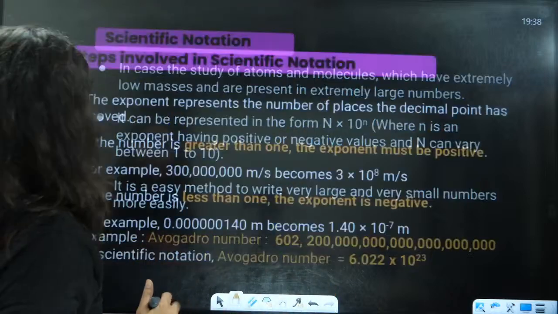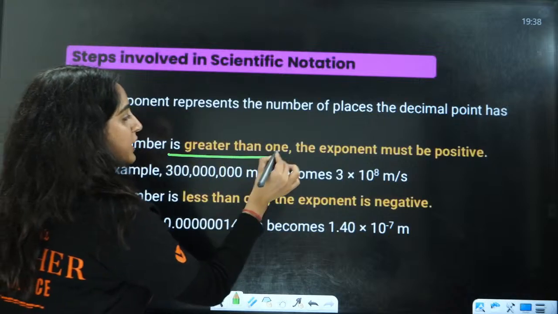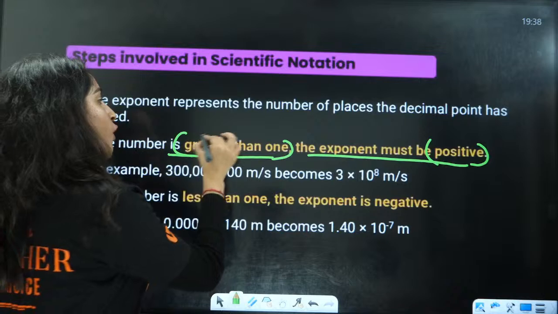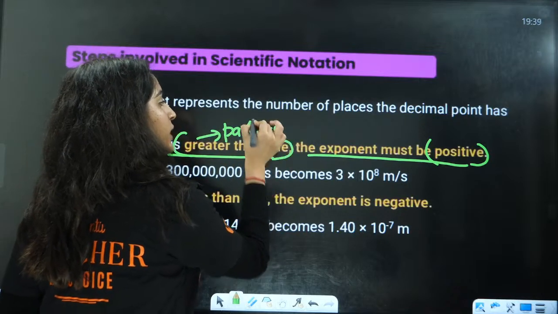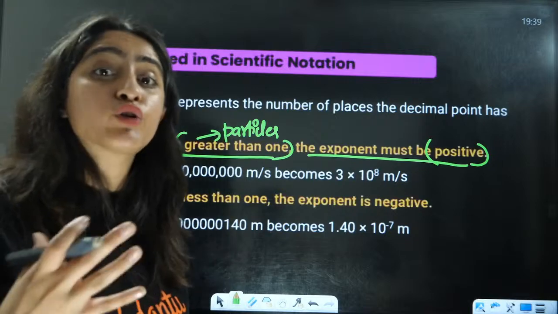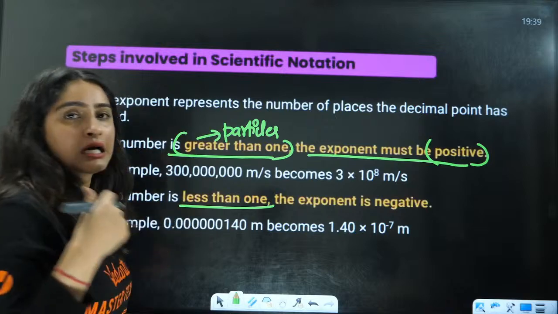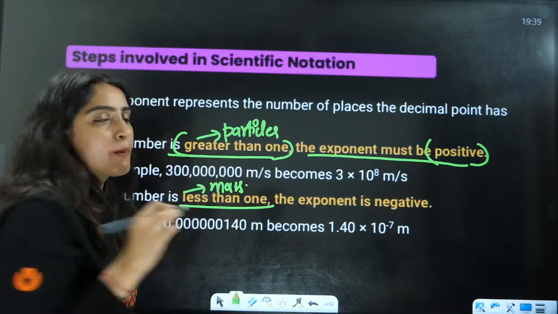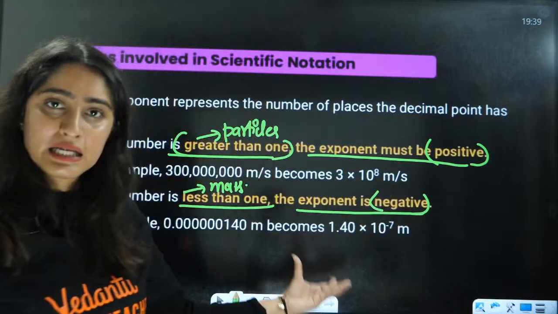Okay, this is what they are talking about, that if you have a number greater than 1, the exponent must be positive. That is for particles, because we have a large number of particles when we are talking about atoms and molecules. And when we are talking about mass, mass is very small, that is why the exponent will be negative here, right?